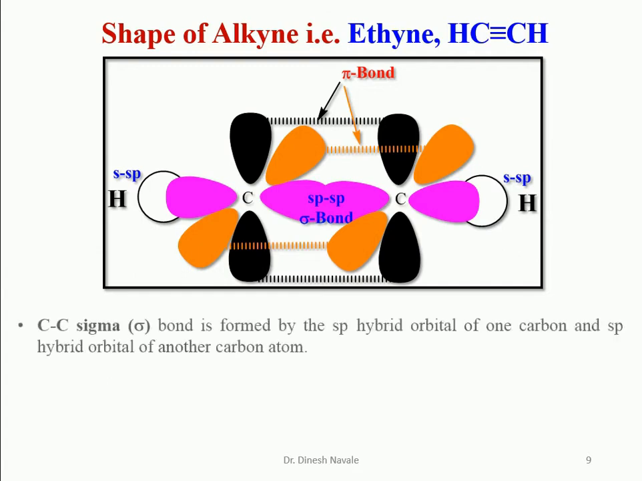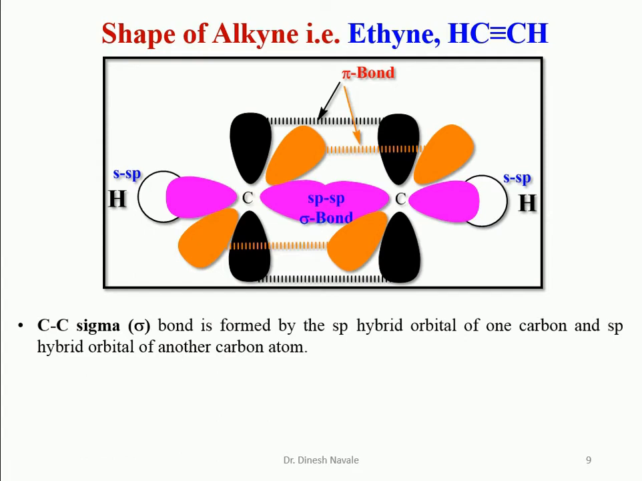overlapping. So in the case of the ethyne molecule, the carbon-carbon sigma bond is formed by the sp hybridized orbital of one carbon atom and the sp hybridized orbital of the other carbon atom overlapping, which gives the formation of the sigma bond. So in a triple bond, one is a sigma bond and two are pi bonds.